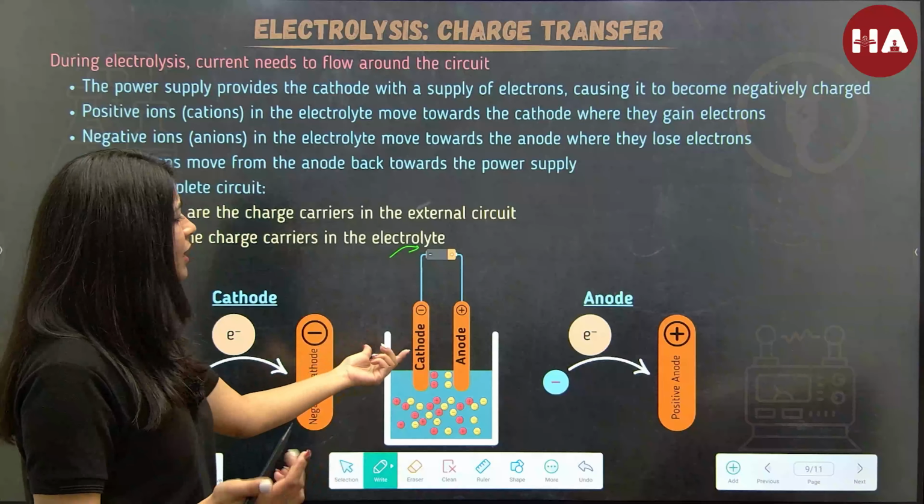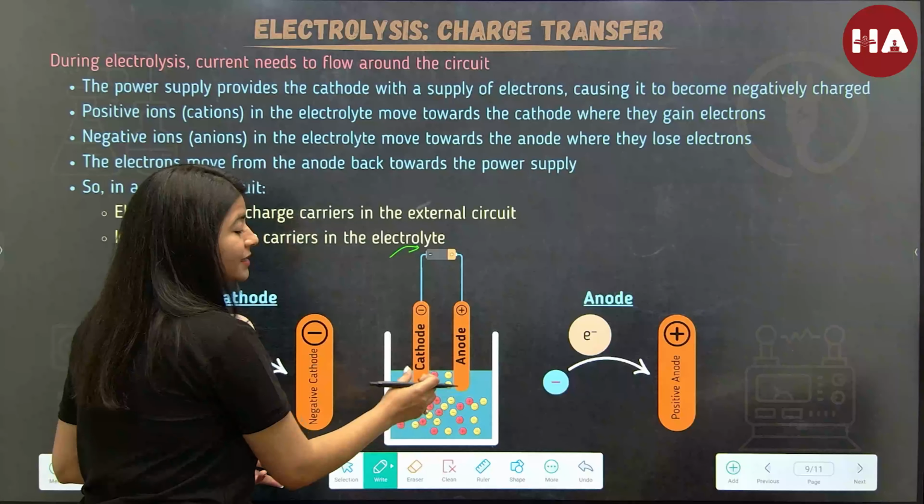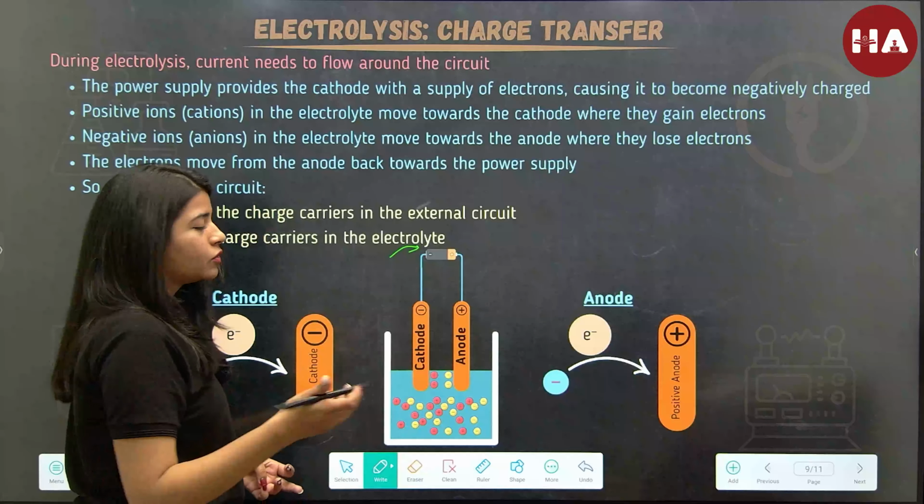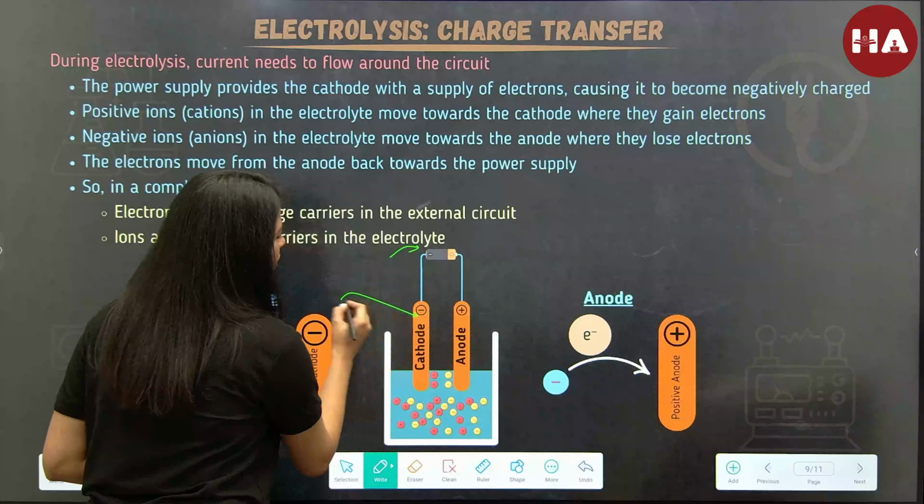But once I switch on the battery, what happens? The negative terminal of the battery pumps electrons into this particular electrode, and hence it will have a negative nature or negative charge. Why? Because it is full of electrons, it is rich in electrons. So it is known as the cathode. We have already understood this, right? So let me write here, this is rich in electrons. Why? Because from the battery the electrons are pumped onto the cathode.